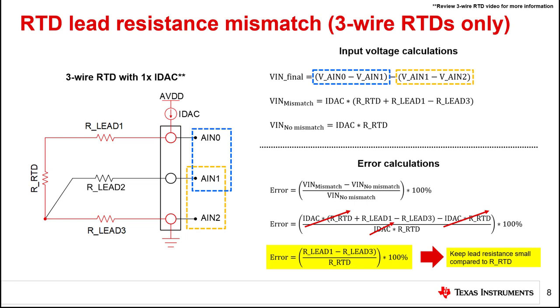Therefore, the error will be more significant as the RTD resistance decreases or as the lead resistance increases. While a change in RTD resistance depends on the RTD type and measurement range, lead wire resistance increases as the lead wire length increases, or as the cross-sectional area decreases. Ensure that the wiring is sized appropriately to minimize lead resistance mismatch in your system.